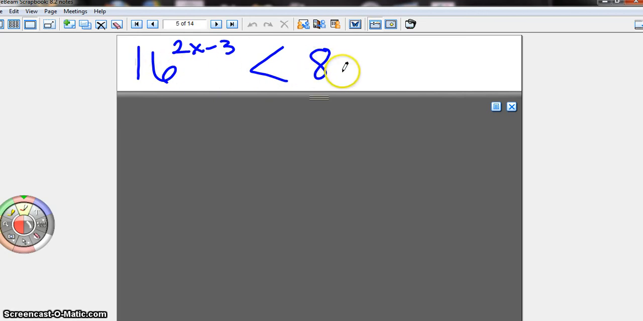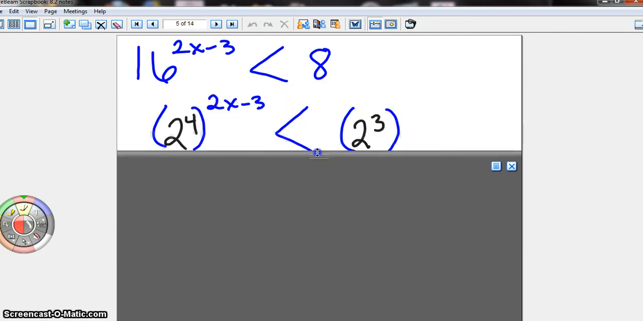Is there some other low base that I can express both of these as? Let's see. Well, I could do 2's. 8 is 2 to the third power, and 16 is 2 to the fourth power. And last year I had somebody say, well, you could do 16 as 4 to the second power, but I cannot do 8 as a power of 4. But I can do it as a power of 2. So we re-express these as powers of 2.